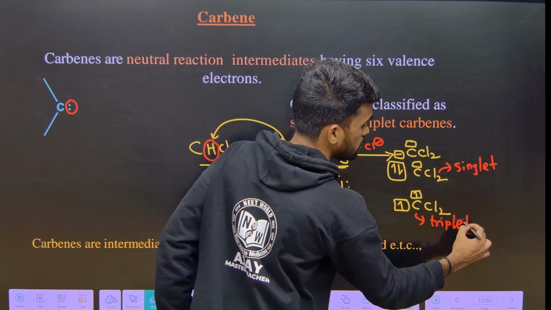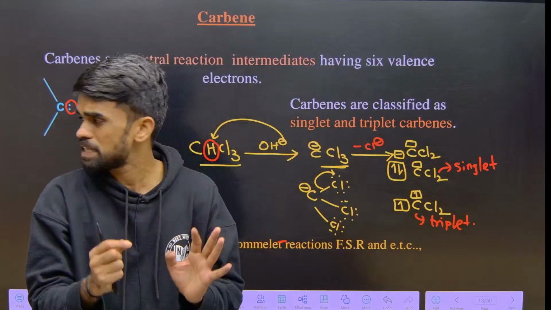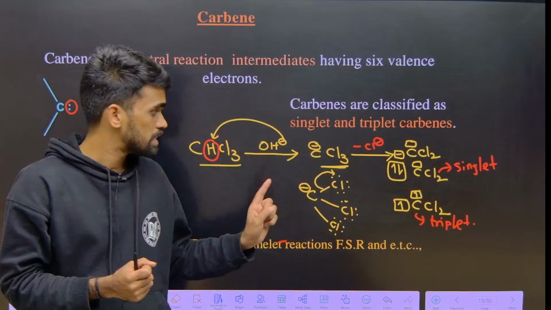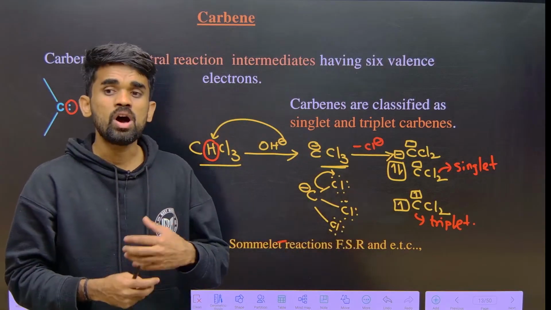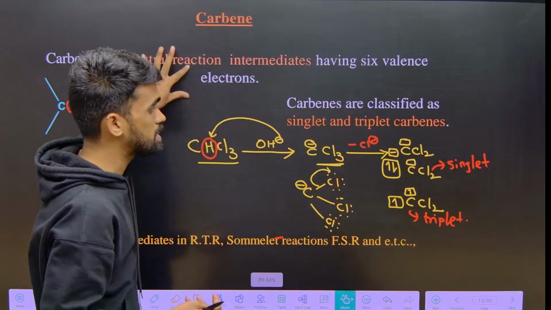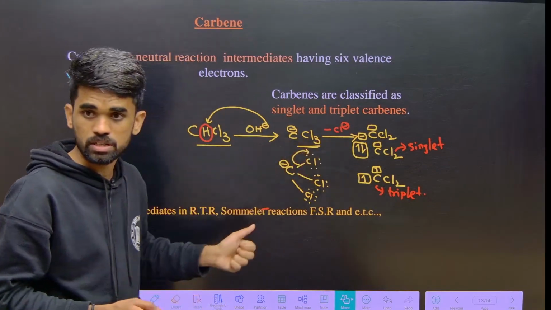What is that? Triplet carbene. This is the simplest way you can understand this topic. I hope you got what exactly singlet and triplet are. So how are we using the words singlet and triplet? This is called multiplicity, the spin multiplicity of the electrons in the compound.